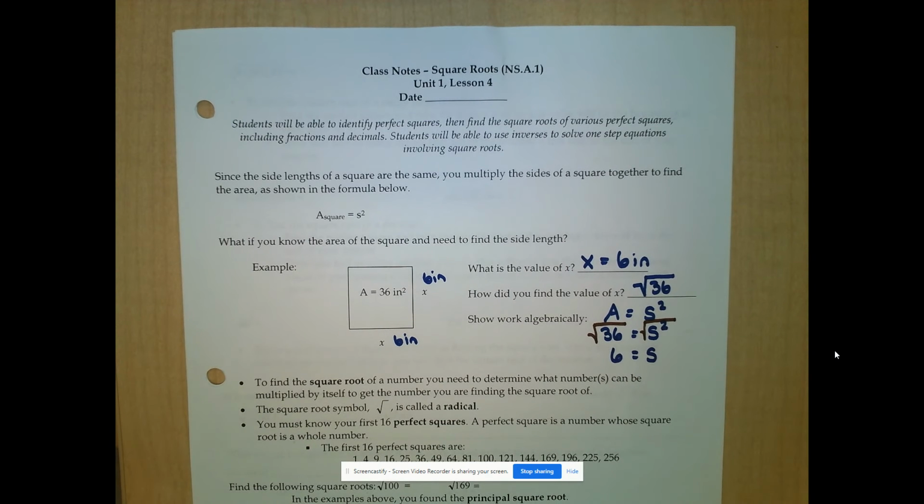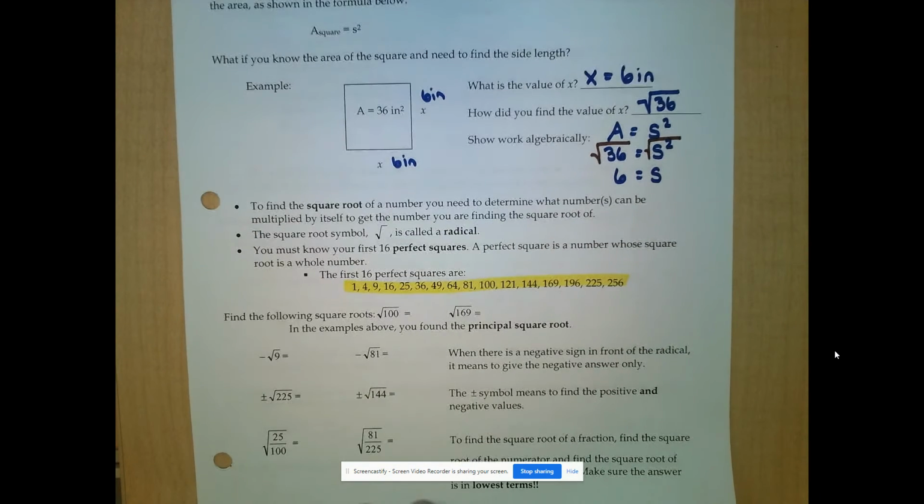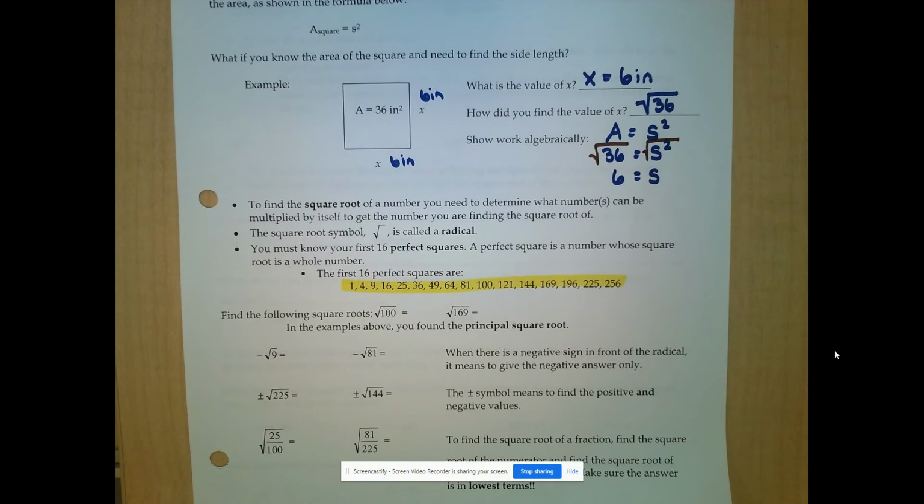We are talking about a length, so obviously the answer would have to be positive, because all lengths are positive. So we have to find the square root of a number. You need to determine what numbers can be multiplied by itself to get the number that's under the radical. That symbol is called a radical. And you must know the first 16 perfect squares. A perfect square is a number whose square root comes out to be a whole number. So when you use a calculator and you take the square root of something, the answer needs to have no decimals, no fractions. These are the first 16 perfect squares, which it is expected that you will memorize.